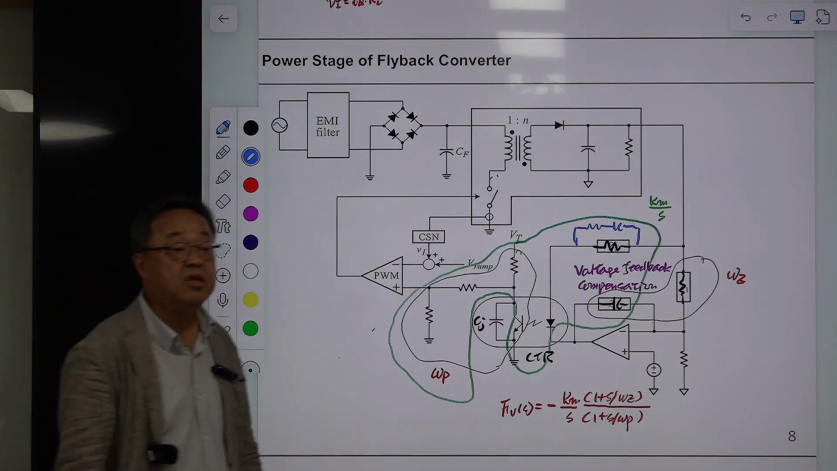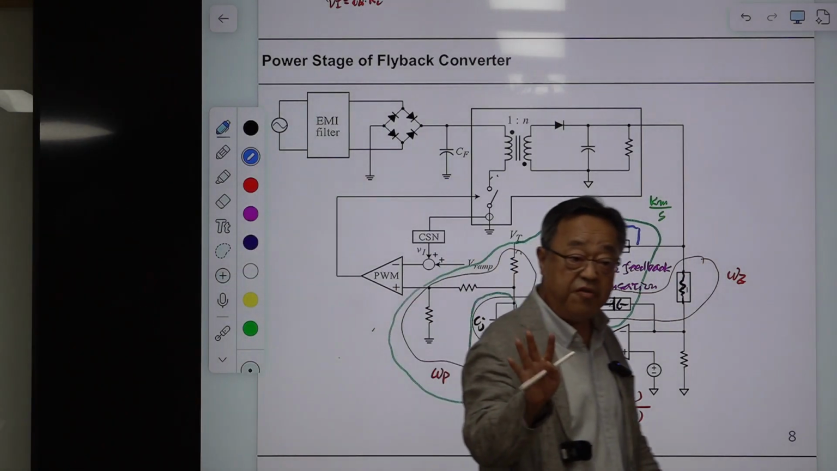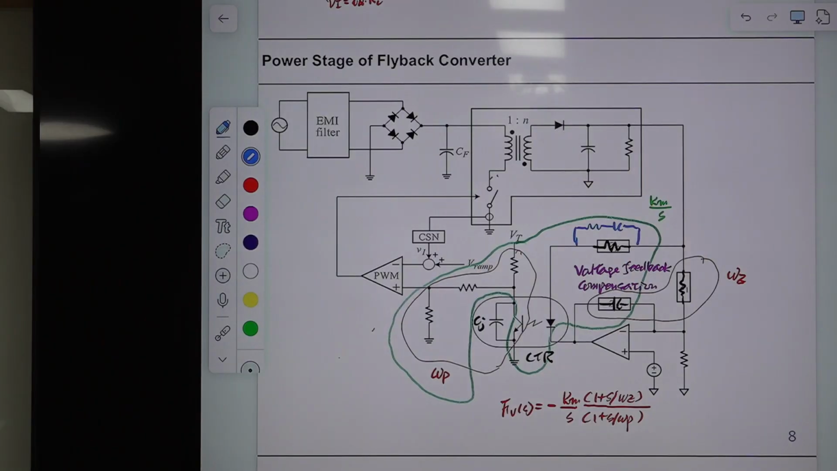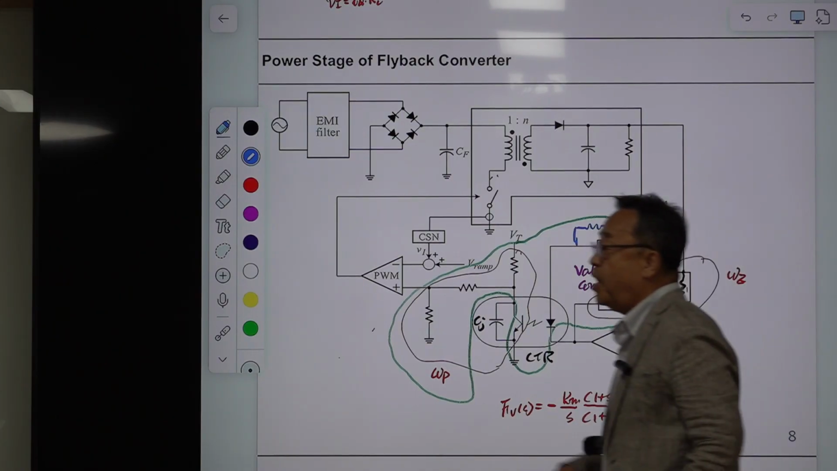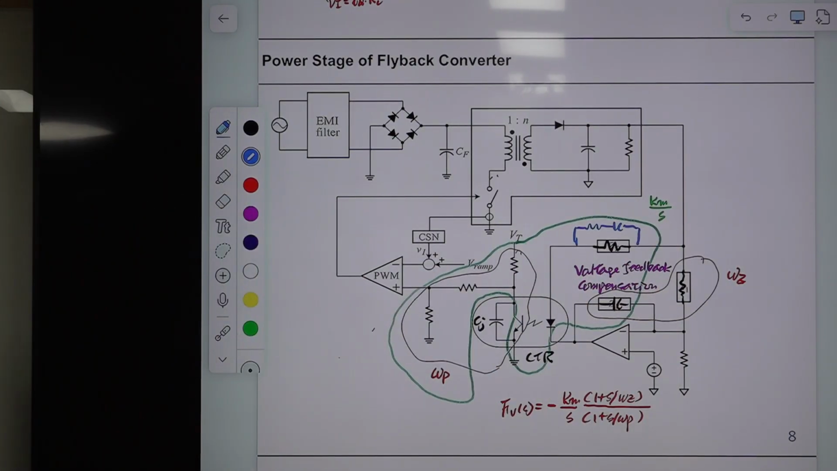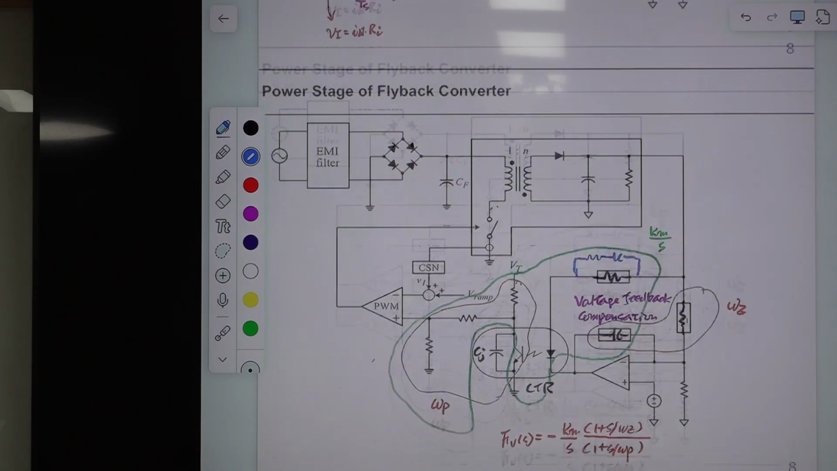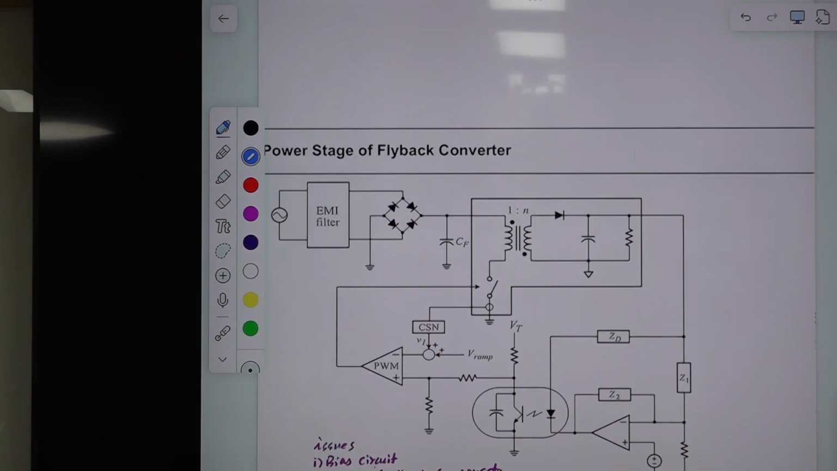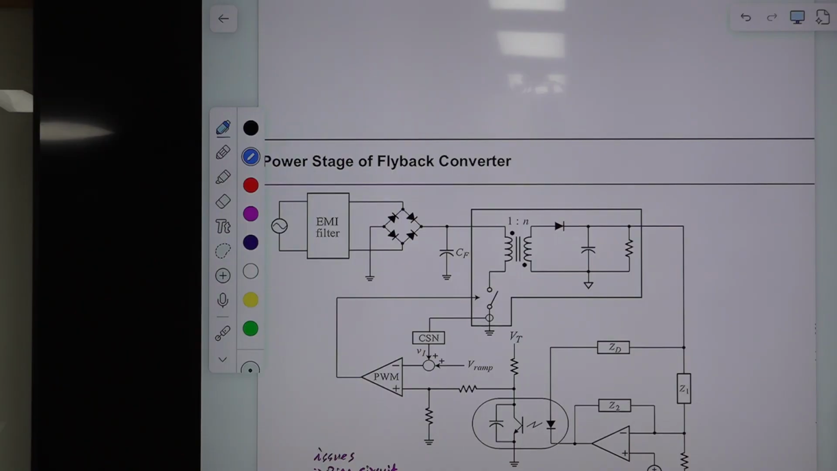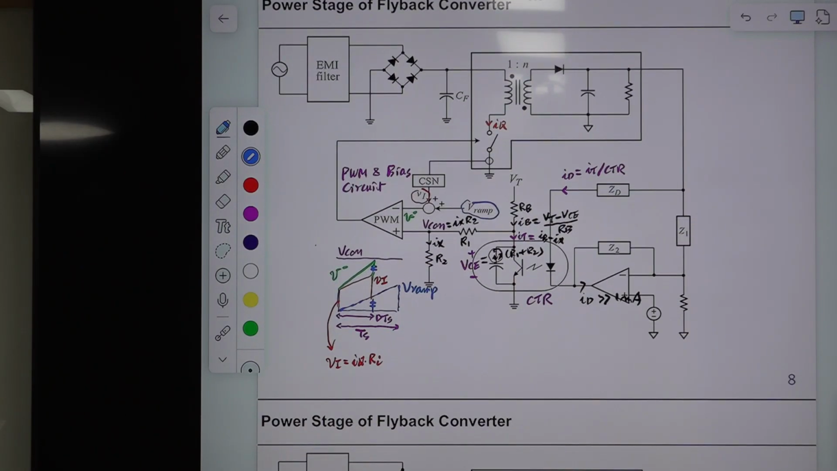If you use 3-pole 2-zero compensation, then you are wasting components. Maybe you can achieve almost the same thing using this structure, 2-pole 1-zero compensation, if you use current mode control. So this is the second issue. Special issues with this structure have been mentioned, and later on we'll analyze every detail about this bias circuit.